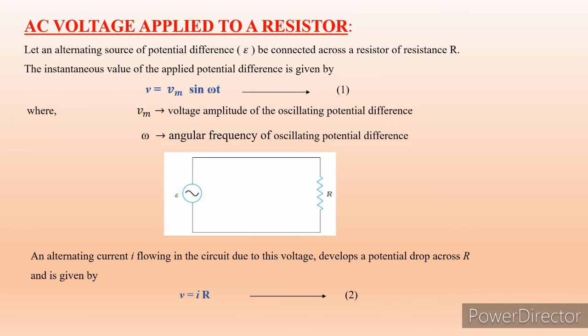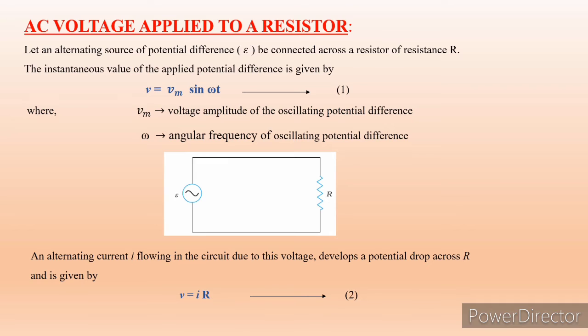AC voltage applied to a resistor. Let an alternating source of potential difference E be connected across a resistor of resistance R. The instantaneous value of the applied potential difference is given by V equal to Vm sin omega t, equation 1, where Vm represents the voltage amplitude of the oscillating potential difference, and omega represents the angular frequency of oscillating potential difference.